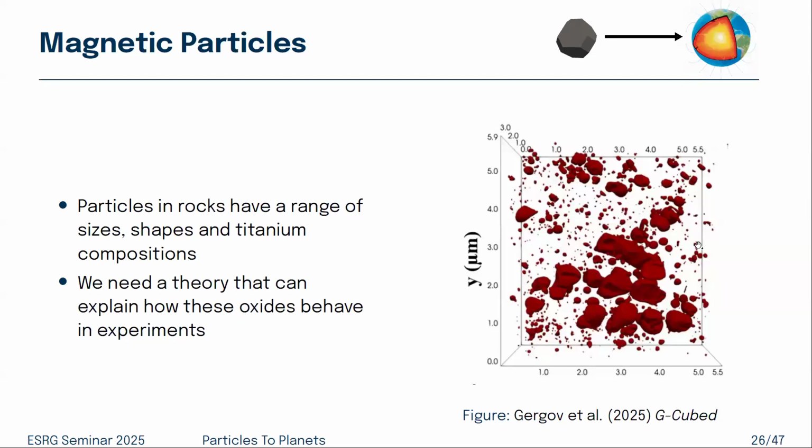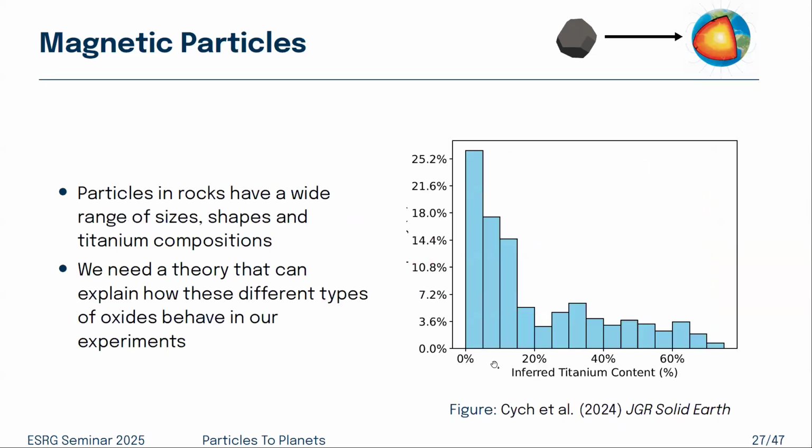And then if we actually look at the composition, that titanium composition in your oxides, you can actually see that not everything is magnetite. About maybe a quarter of rocks contain pure stoichiometric magnetite, but a lot of things contain titanomagnetite. So this is some data that I've collected from magnetics data, or Greg collected, and I put in this 2024 paper. So we need a theory that can explain how shape and how this composition affects the behavior of these particles. So how do we do that?